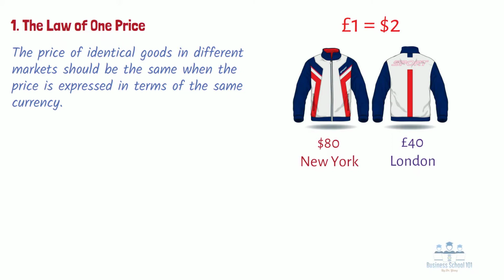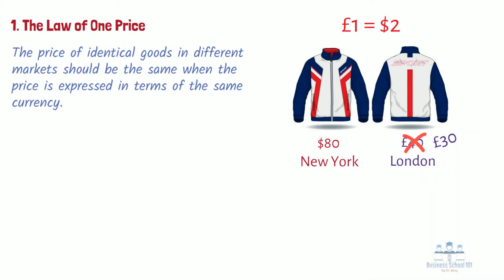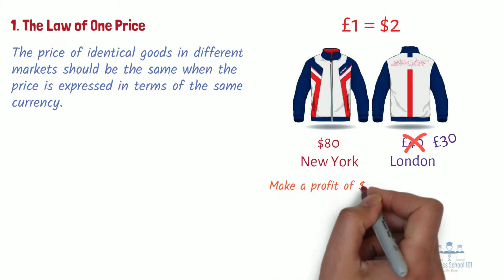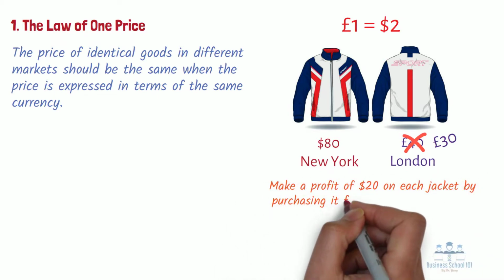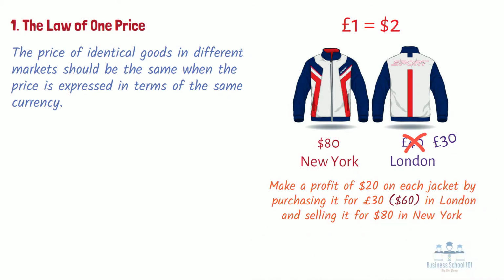So what if the law of one price is not complied with? Let's say that the jacket costs £30 in London and $80 in New York. At this price, a trader could make a profit of $20 on each jacket by purchasing it for £30 in London and selling it for $80 in New York. However, the increased demand for jackets in London would raise the price in London, and the increased supply of jackets in New York would lower the price. This would continue until prices are equalized. Thus, prices might eventually equalize when the jacket costs £35 in London and $70 in New York.